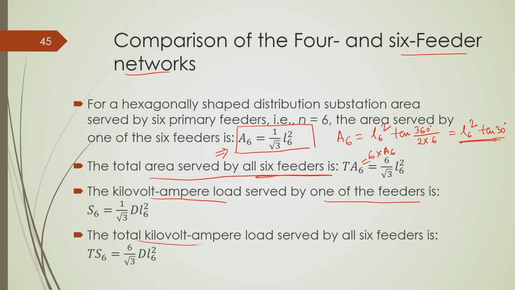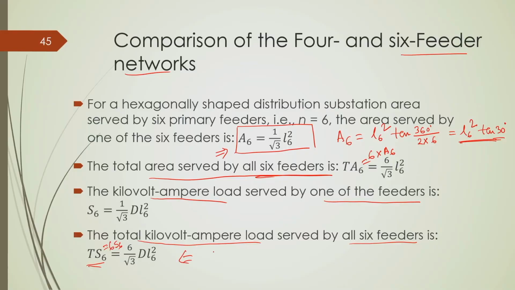Similarly, the total KVA load served by all the 6 feeders, that is TS6, is equal to 6 multiplied by S6. So, this is how we can determine the total load served by the whole substation. That is basically TS6.